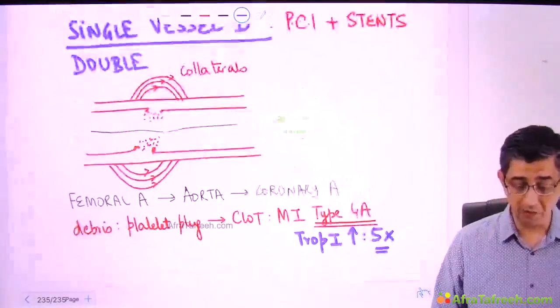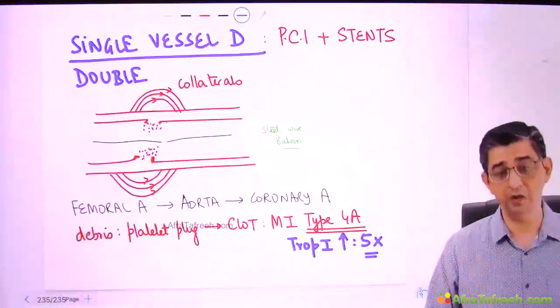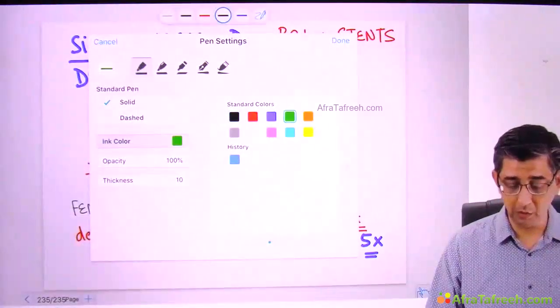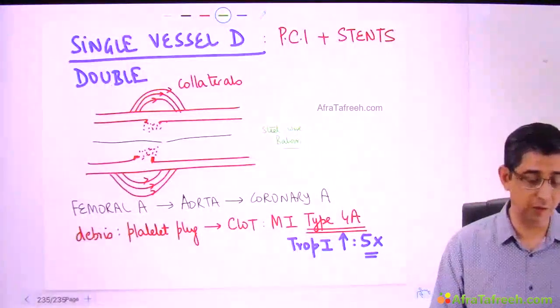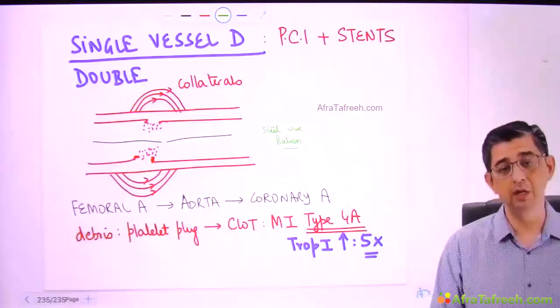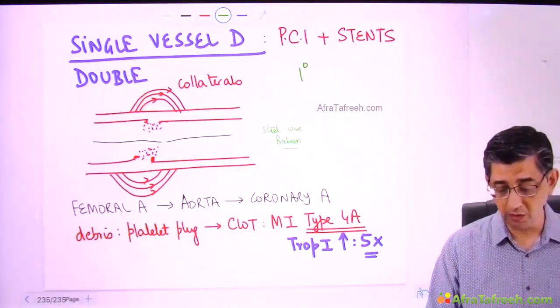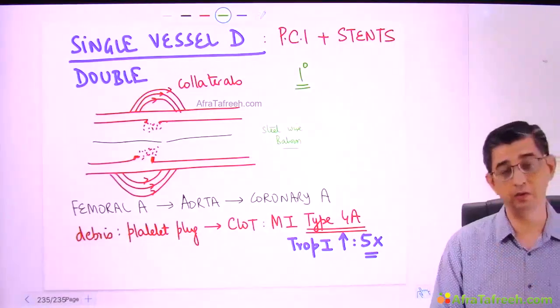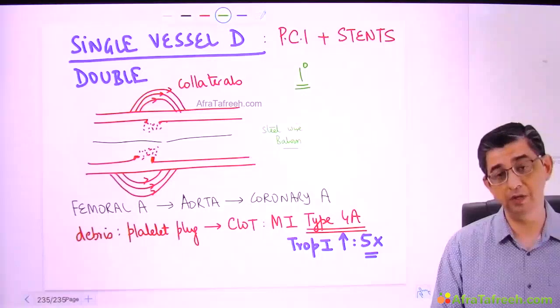Now, because I know the fact that the PCI procedure can cause triggering of a MI, I will definitely use my knowledge of pharmacology. The doctor here will be using the knowledge of pharmacology to prevent this from happening. So let us now study what are the drugs which are used during the procedure, or rather before the procedure, to prevent the onset of myocardial infarction.